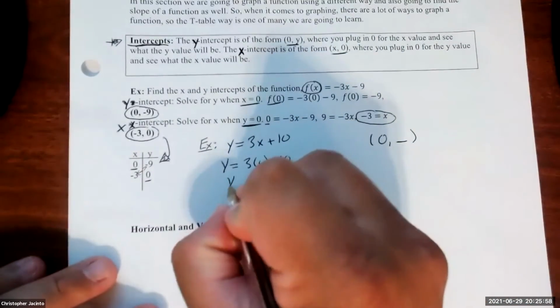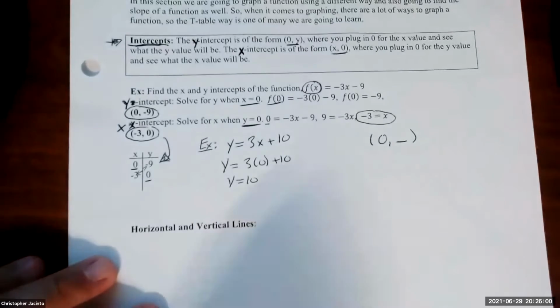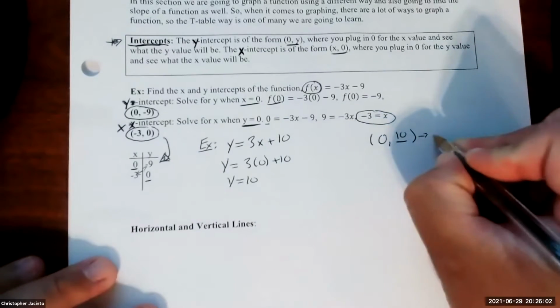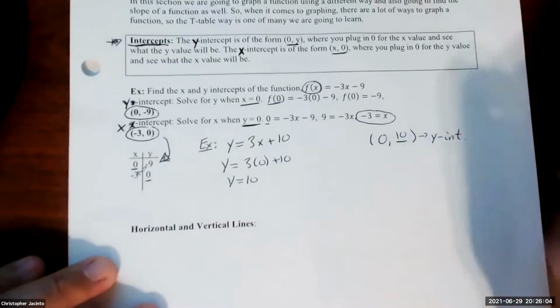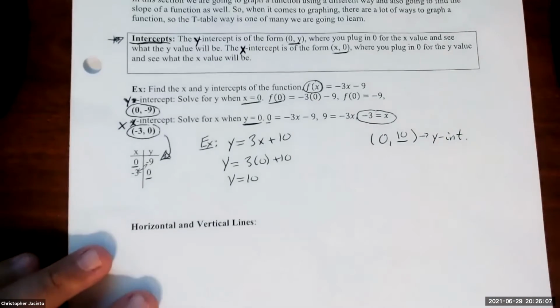Well, that goes out. So Y equals 10. So our Y-intercept is (0, 10).